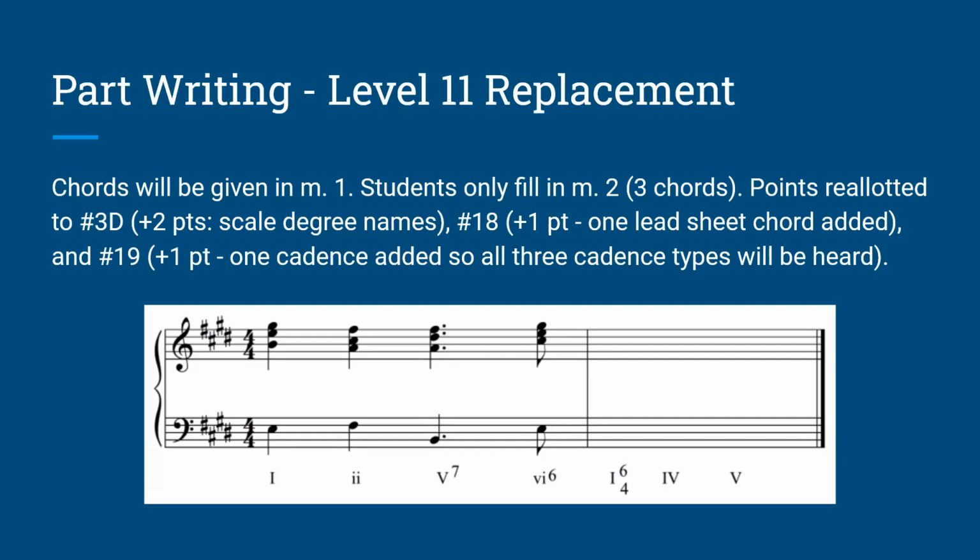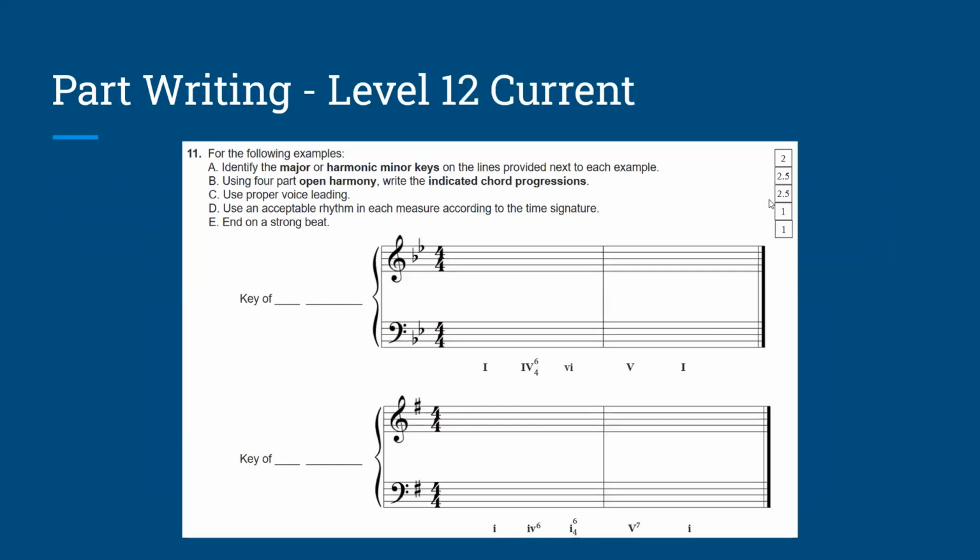Number 18 will add 1 point. A lead sheet chord has been added to that question. And then number 19, there's an additional point where we have added a cadence so that all 3 cadence types will be heard in the ear training section. This was actually something that has been requested for several years by a now former officer, and something that the theory advisory committee agreed with. We need to have that change made, but we needed to wait until we were making these test changes.